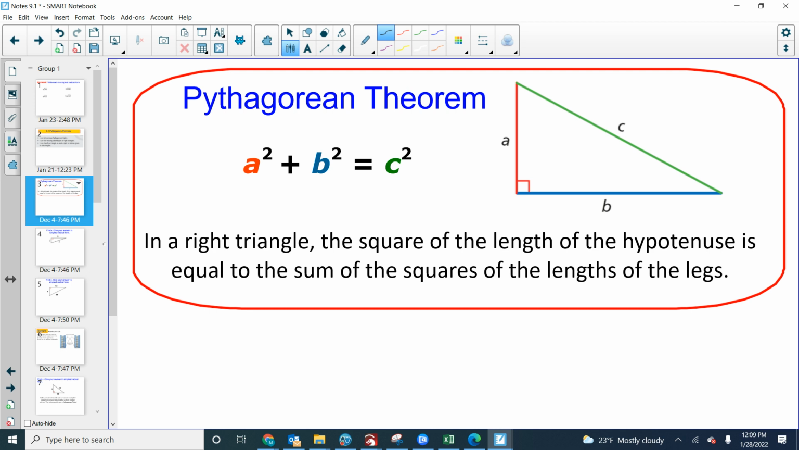Yes. Can you say it a little slower? Pythagorean. Pythagorean. Repita, por favor. Pythagorean.